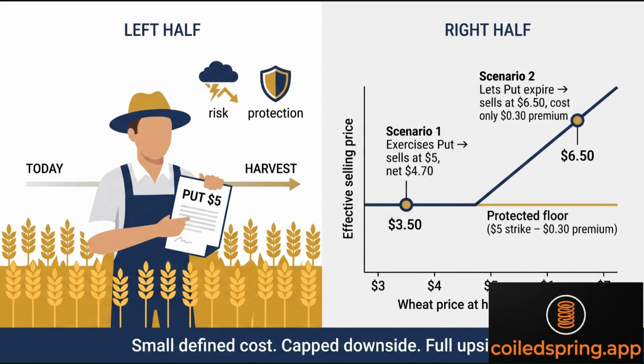He's protected. Scenario 2. Wheat rises to $6.50. The farmer has no reason to exercise. He simply sells at the higher market price. He loses only the 30 cents premium he paid. That's his insurance cost. He still profits. This is the core logic. Pay a small, defined cost up front. Cap your downside. Keep your upside. We'll use this same structure throughout the course, just applied to stocks instead of wheat.